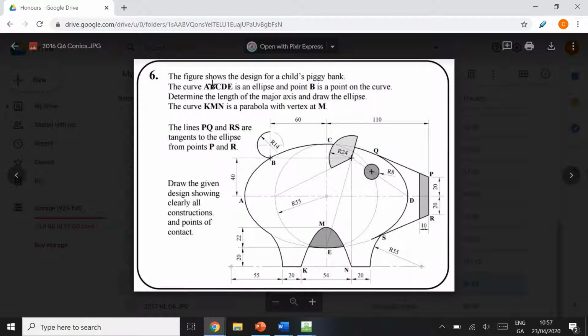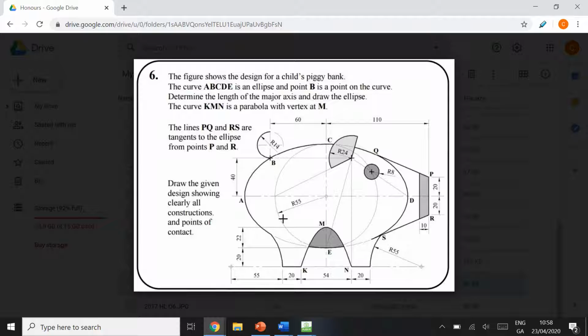The first one is the curve ABCDE, so this one's here, ABCDE is an ellipse, okay, and point B, this one here, is a point on the curve. So we know exactly where point B is. It's up 40 from this line AD, and it is to the left 60 from this center line EC. Okay, so we know exactly where this point B is.